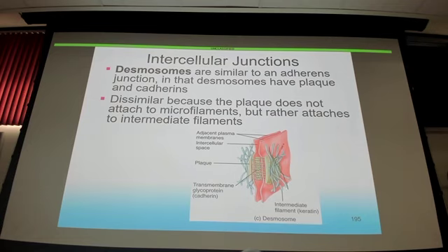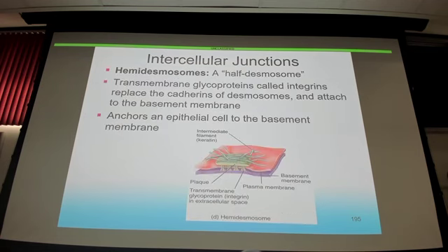Alright, so it's going to connect to intermediate filaments, another part of the cytoskeleton, right? It's still going to use cadherins as the transmembrane protein. Similar, not exactly. Main difference, it uses intermediate filaments instead of microfilaments. So probably a little stronger. Then you have a hemidesmosome. Hemidesmosomes are a half desmosome because you only have a plaque in one cell.